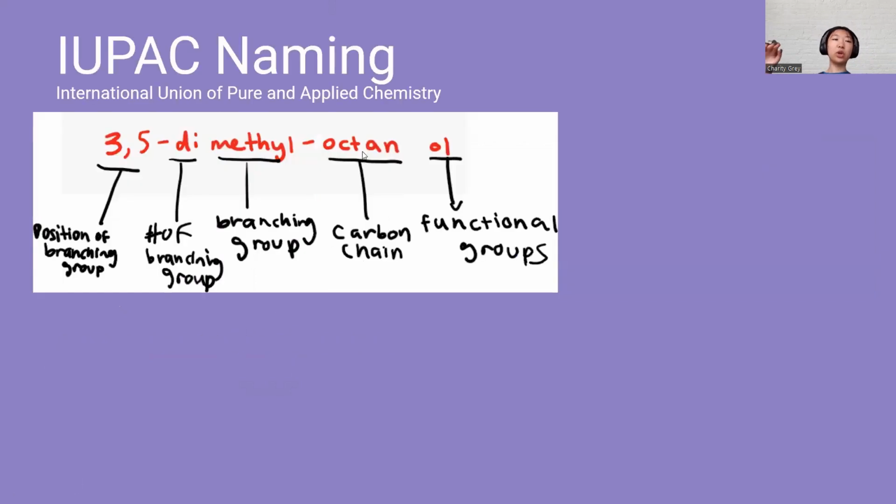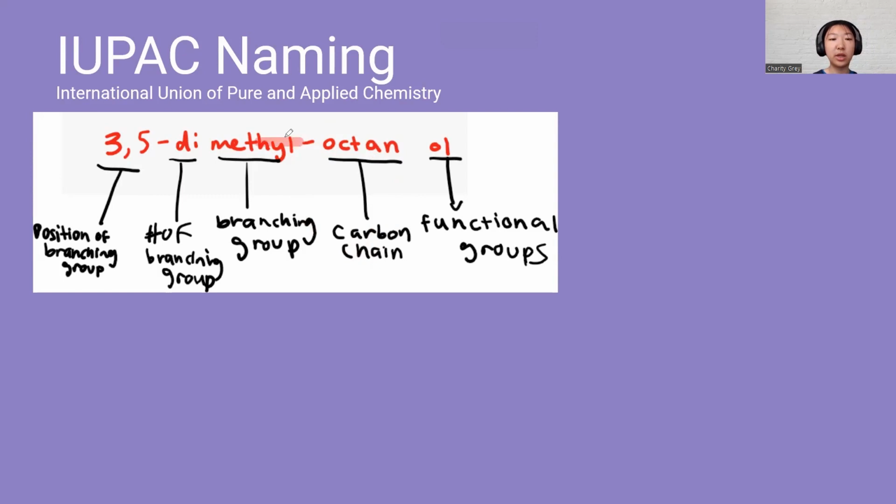Then, okay, we're going to go back to IUPAC naming. We're looking at IUPAC naming again, the International Union of Pure and Applied Chemistry. So this is our example that we see. The most important thing we want to look at first is our carbon chain. So this is going to tell us the carbon chain. We have the first part, the oct, and this is going to tell us how many carbons are in the carbon chain. And this part is going to tell us if it's an alkane, alkene, or alkyne.